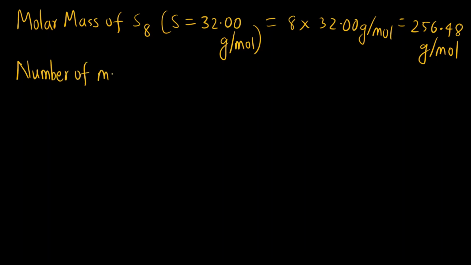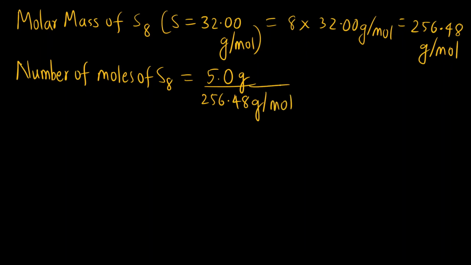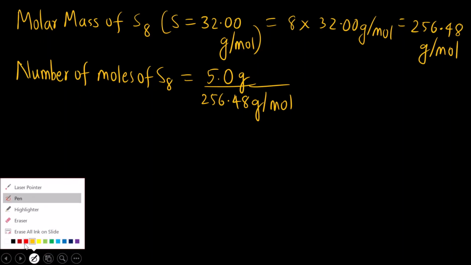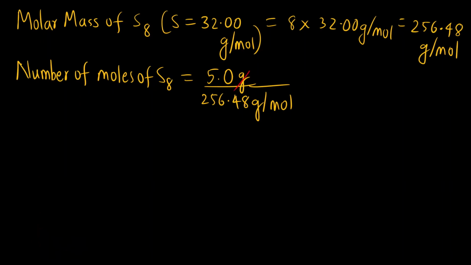Now we can calculate the number of moles of S8. That is nothing but the mass of S8 given, that is 5 gram, divided by the molar mass we have found out just now, that is 256.48 gram per mole. So here you can see this gram and this gram get cancelled, and this value of moles comes out to be 0.0195 moles.